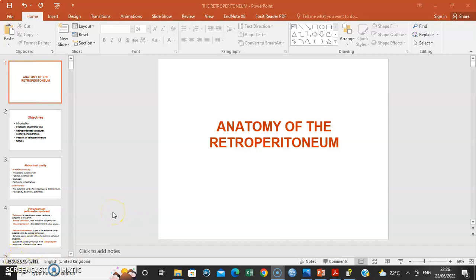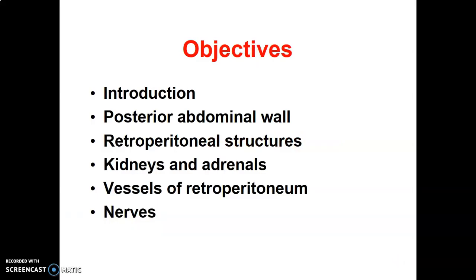Dr. Ominde, and I'm going to discuss the anatomy of this lecture: introduction, the posterior abdominal wall, retroperitoneal structures, including the kidneys, adrenals, the vessels in the retroperitoneum, as well as the nerves in the retroperitoneum.